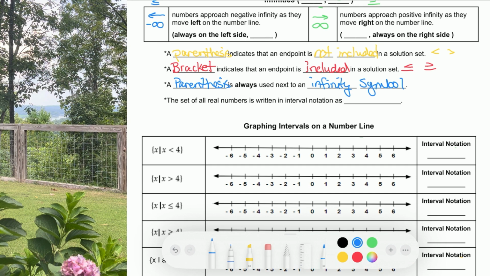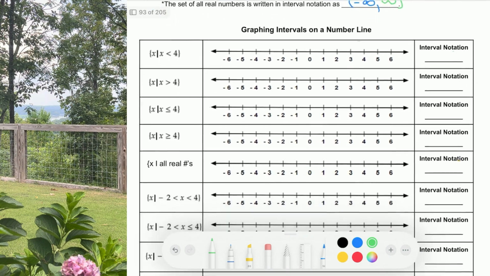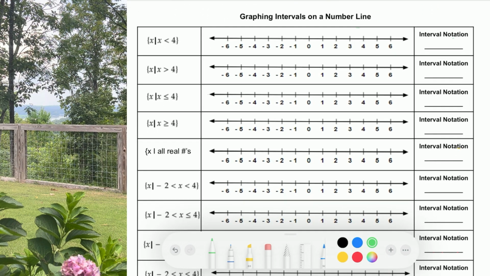All right, the set of all real numbers is written in interval notation as parentheses, negative infinity, comma, positive infinity, parentheses. And what they mean by the set of all real numbers is basically all numbers are included in the solution set. It doesn't matter what the number is, it's included. So if all real numbers are the solution set, then this is how you would write it, negative infinity to positive infinity. Now let's look at how we would graph these inequalities on a number line and also how we would write their specific interval notation for each of these problems.